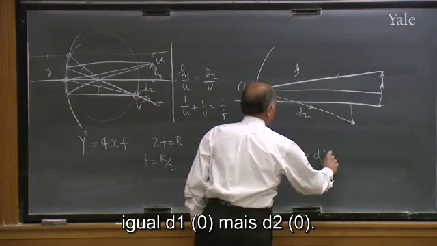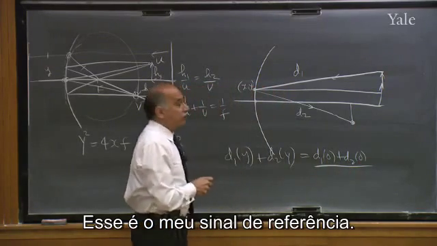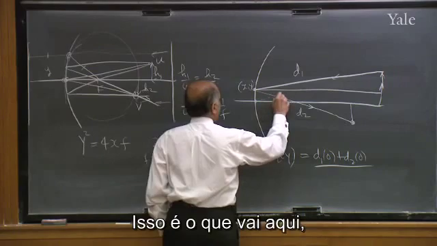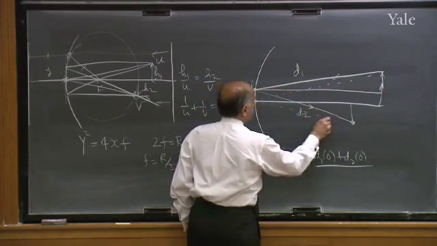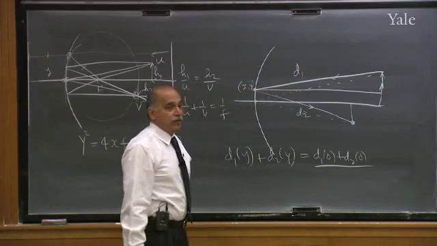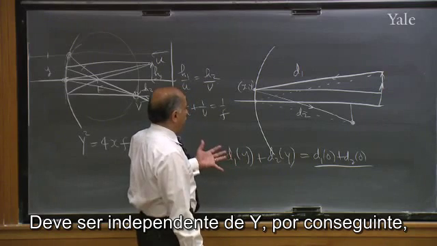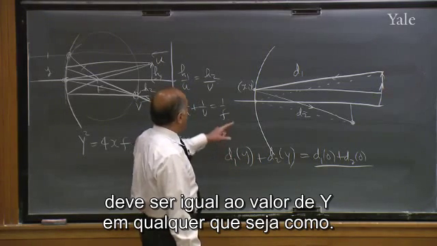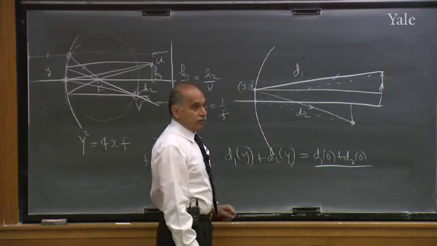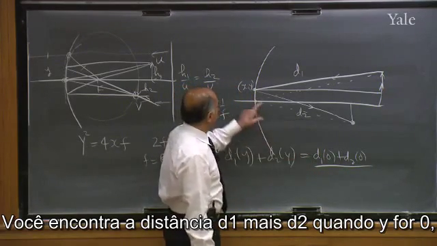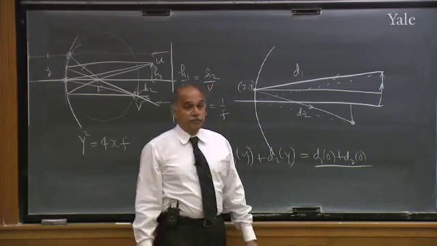It is equal to d1(0) plus d2(0). That's my reference signal. That's the one that goes here, hits the center of that and comes here. You guys with me now? It should be independent of y. Therefore, it should be equal to the value at any y I like. I'm going to pick y equal to 0 as my reference. Okay, you find the distance d1 plus d2 when y is 0. You move up and down, calculate it, and it shouldn't depend on y.